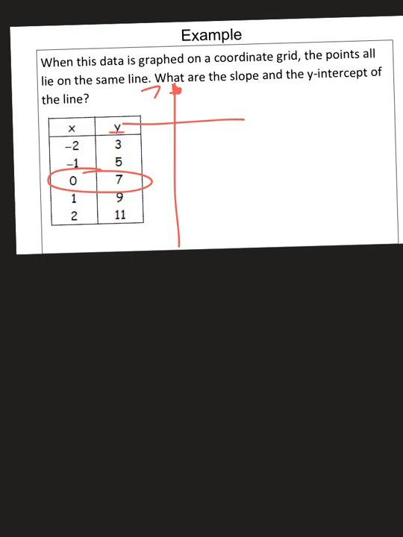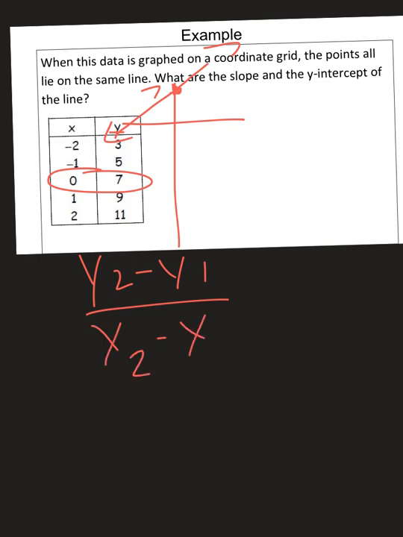So guys, if we were to sketch this, our graph would look something like that. It would go through +7 and it would be going upward in a positive slope, in a positive manner. We're going to apply our slope formula now. y2 minus y1 over x2 minus x1.